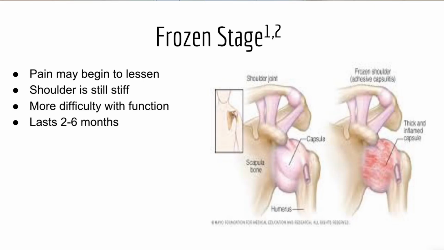And then you have the frozen stage. So in this one, the pain begins to lessen. I would think that the pain gets worse, but it actually eases up during this stage. But the shoulder is still stiff. It actually is stiffer than it was in the freezing stage. And in this stage, it's more difficult to function, and it lasts from 2 to 6 months.